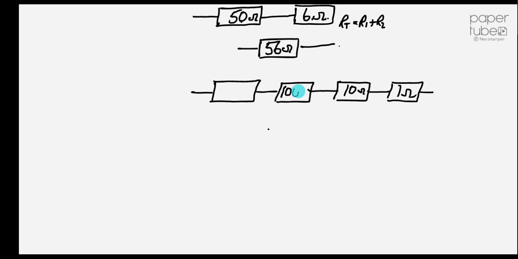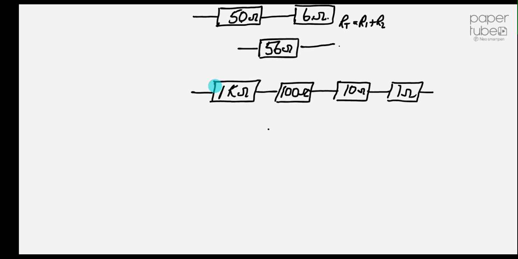Well, whatever current goes through the first one, follow the blue spot, whatever current goes through that one goes through that one, goes through that one, goes through that one, so they're in series. The same current, and the voltage is split.